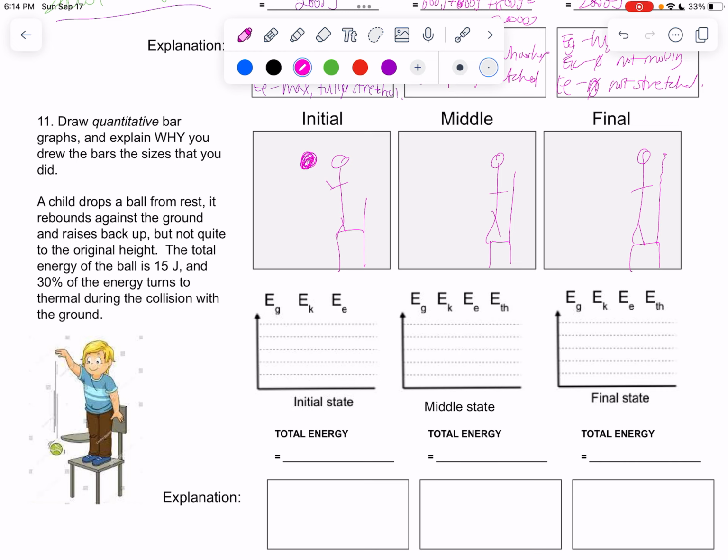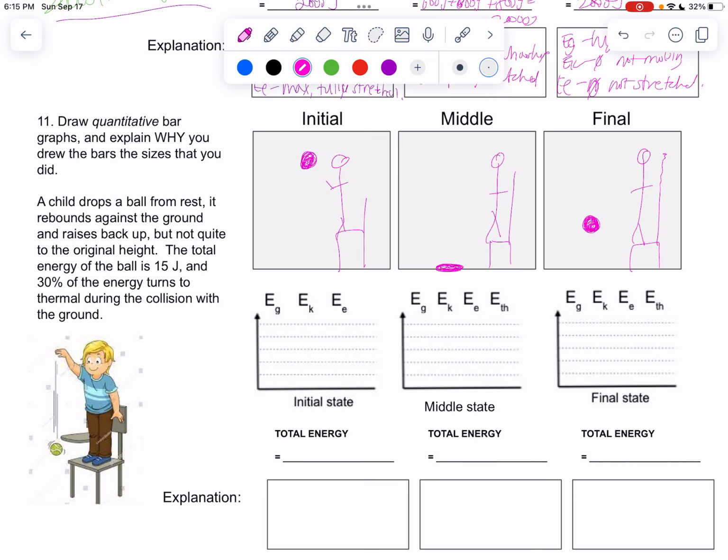You could do initial, middle, final. Like your middle could be when it's at the ground, and then it could bounce back up. So it doesn't really matter. I'm going to make my middle where it's colliding with the ground. And then my final, I'm going to make on the way back up, just to make it more interesting so that I can see some kinetic energy. Otherwise nothing's going to be moving.